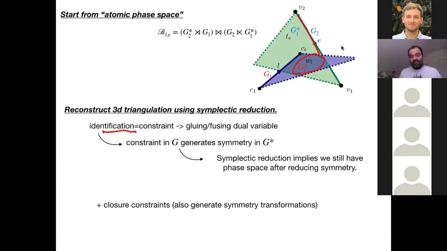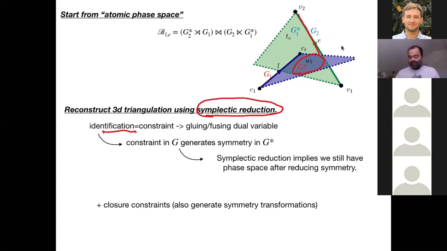Identification, to say it's identified, is a constraint. But if it's a constraint, then it means it's generating a symmetry. And that's how we're going to use symplectic reduction. Symplectic reduction is how to get a phase space when you have symmetry. So you have a big phase space, then you have some symmetry which is generated by a constraint, and you can reconstruct a new phase space out of that using symplectic reduction.